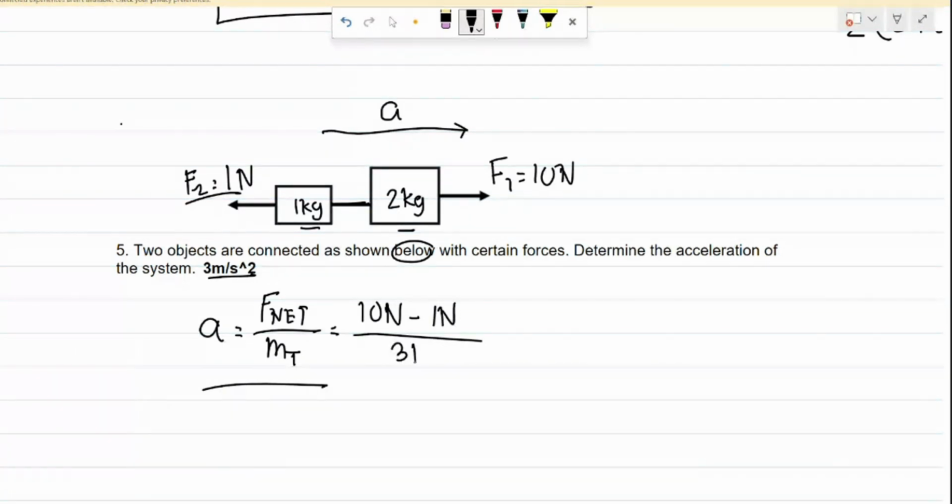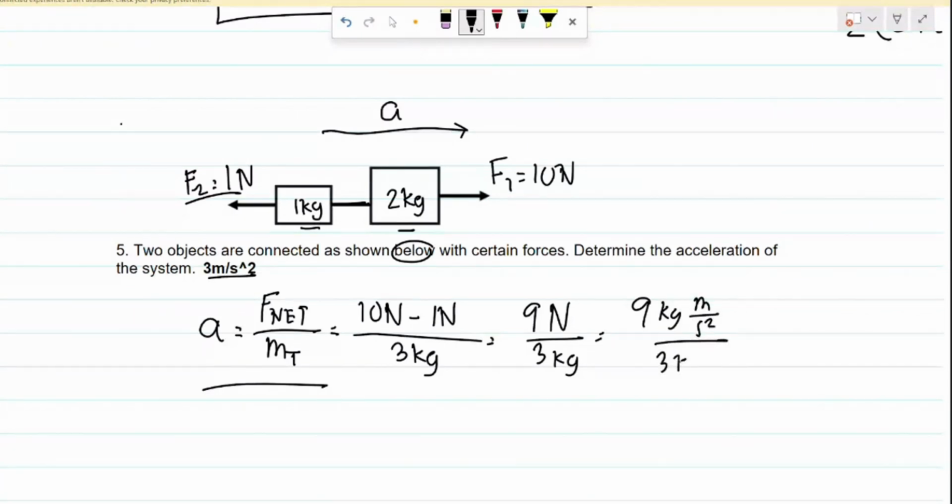So we have here 3 kilograms. Sir, 10 newtons minus 1 newton is simply 9 newtons over 3 kilograms. And again, we all know that a newton is what? Kilogram meters per second squared, over 3 kilograms. So basically, they cancel. So we have 9 over 3. So we have here 3 meters per second squared.